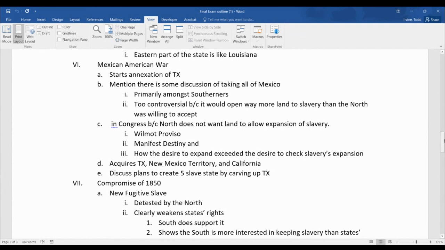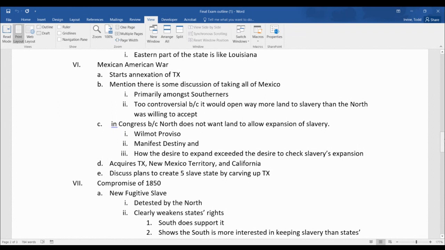Make sure you take these terms, and again, remember, I am just giving you an outline, literally just an outline. These are bullet points that you need to discuss in full, so I'm not giving you the answers here. I'm telling you what you need to discuss. You need to go fill this out with significant information. But note these things very closely. Mention there's some discussion of taking all of Mexico by some Southerners, but it's too controversial.